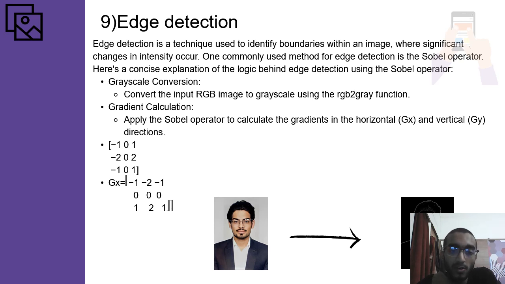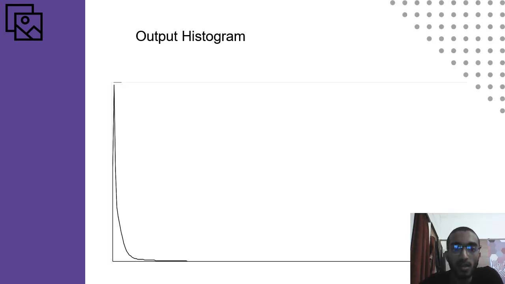The Sobel operator for the horizontal direction is given by the matrix -1, -2, -1, 0, 0, 0, and 1, 2, 1. The Sobel operator for the vertical direction is obtained by transposing the horizontal direction matrix. Convolve the matrices with the grayscale image to obtain the horizontal and vertical gradients. The Sobel operator is effective for edge detection due to its sensitivity to intensity variation in both horizontal and vertical directions. Now in the output diagram of edge detection, we can see that the histogram is shifting more towards the black side.